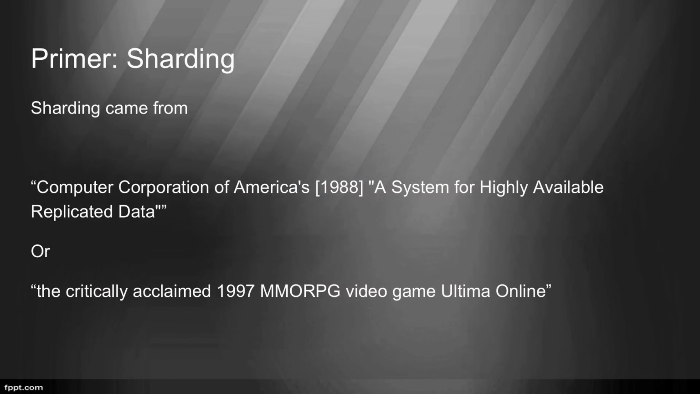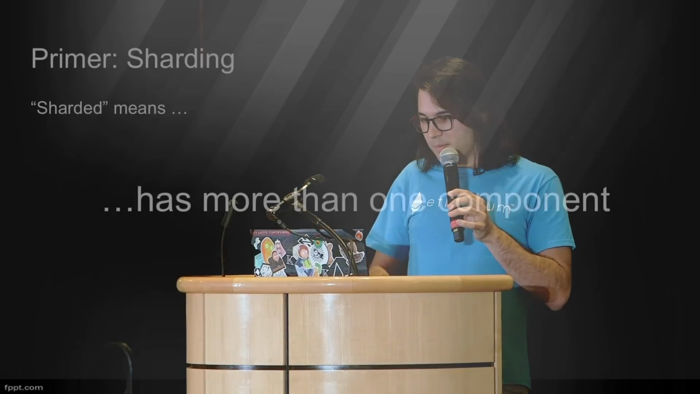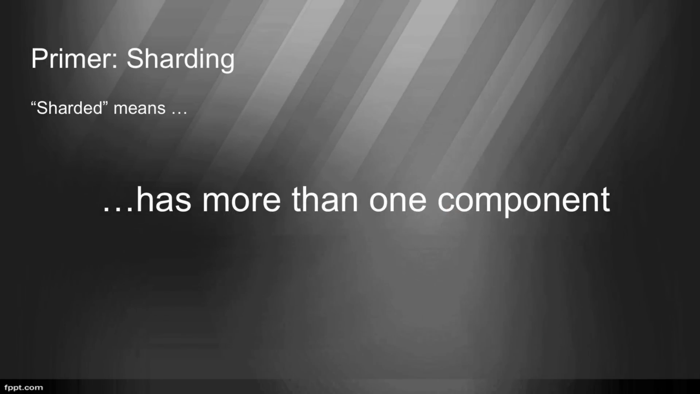Sharding, I got this from Wikipedia, was either coined by the Computer Corporation of America or through the video game Ultima Online. They used it to mean using more computers as part of the system in order to either replicate or distribute the load. But fundamentally, if something's sharded, what we really mean is it has more than one part. Fundamentally, sharding means there's more than one.